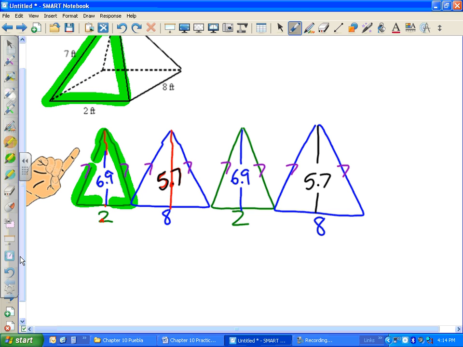All right, I know the area of one of these triangles is 1/2 base times height. So what I'm going to do is start with this one right here, okay? I'm going to do 1/2 the base, which is 2, times the height, which I'm going to use 6.9, okay? So I'm going to do 2 times, and I'm just going to do this in my calculator. 2 times 6.9 equals 13.8.